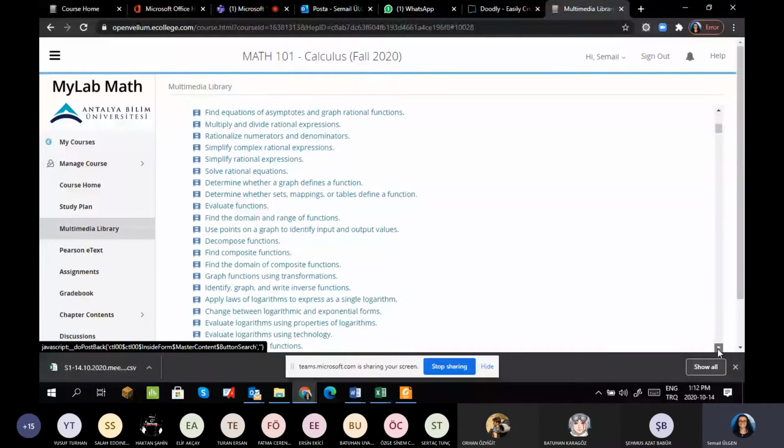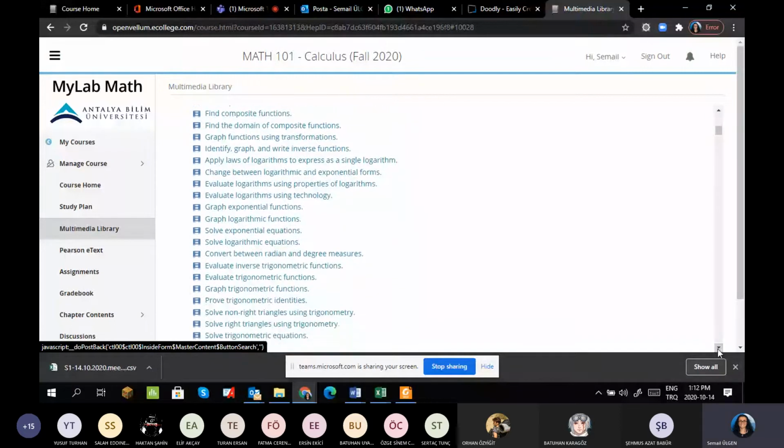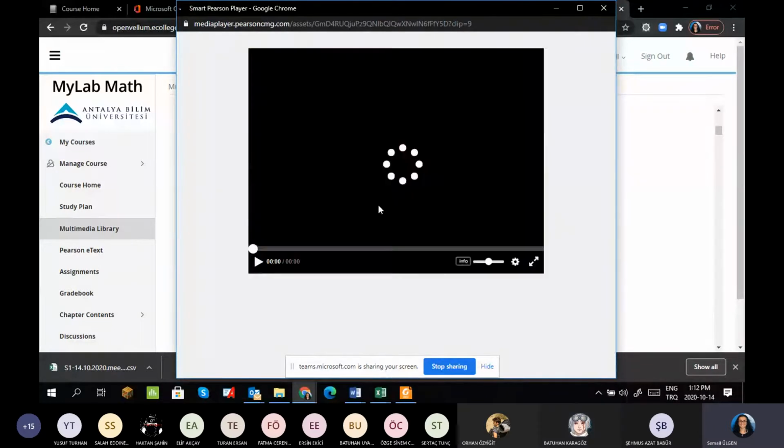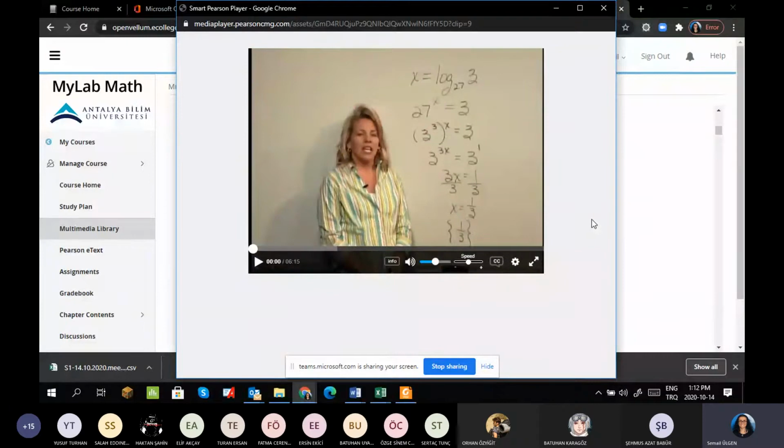I want to show you one. Okay, graphs of exponential functions and logarithmic functions. You can see the videos here. Let me show you one. And by the way, how is the connection? Is it still lagging, or is it synchronized, or just a little bit delayed? It's okay. Better than yesterday, isn't it? Yes, better. Okay, perfect.